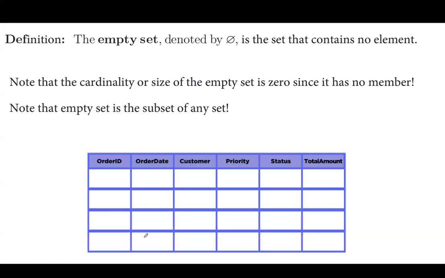The empty set can be assumed as a table with no element in it. For example, in this data frame or in this table, the order ID is empty, the order date is empty, customer, there is nothing, no information here. So these are all examples of empty sets. You have a set which is called priority, and there is nothing in that set. You have a set called total amount, and there is nothing in that set. So these are all examples of the empty set. The set has nothing in it.